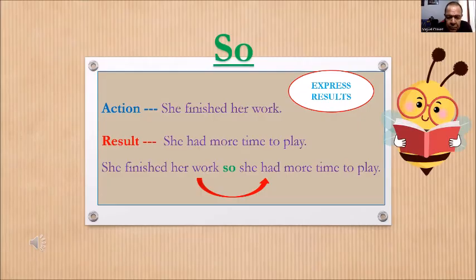We use so to explain the result of an event or action. She finished her work. She had more time to play. She finished her work, so she had more time to play.